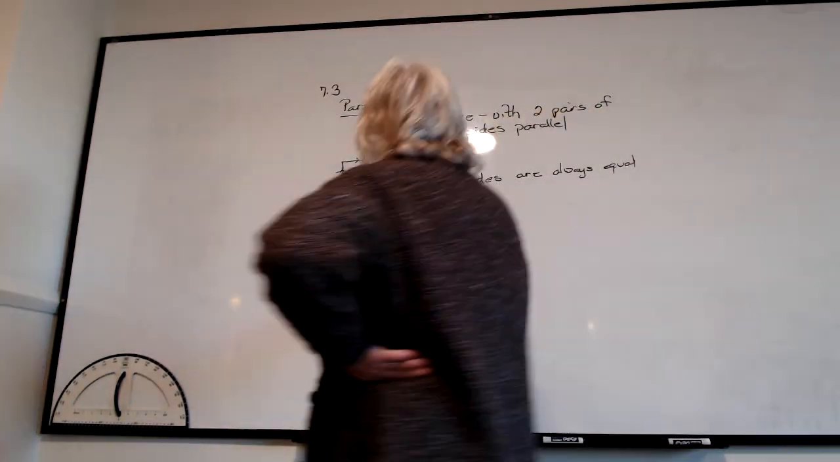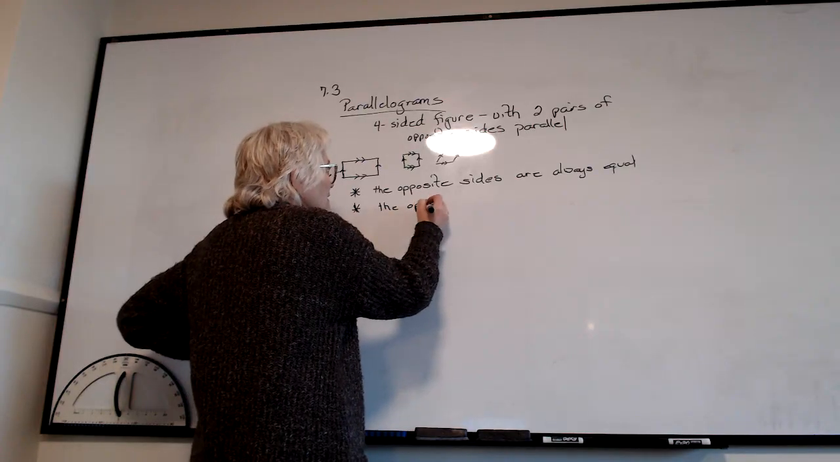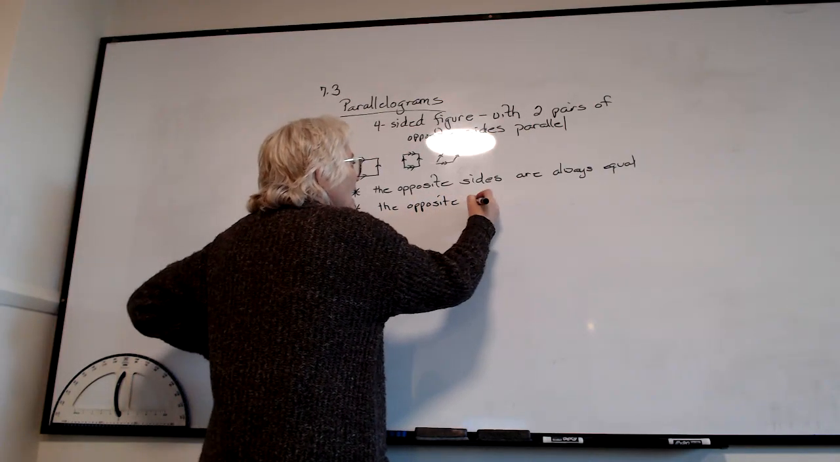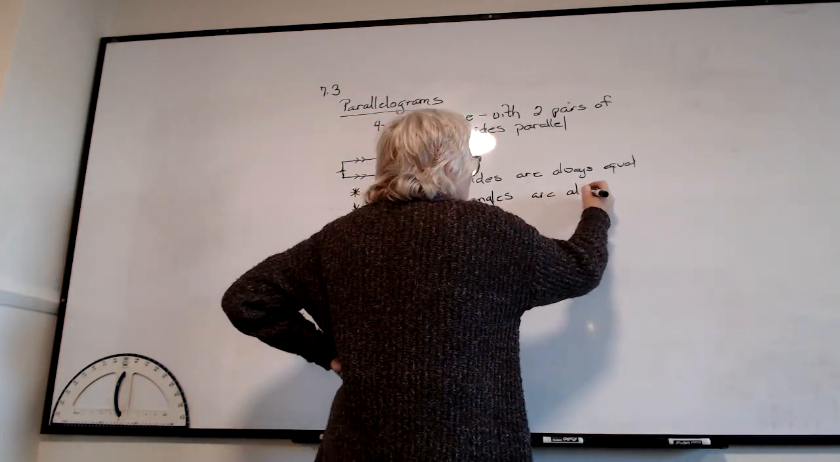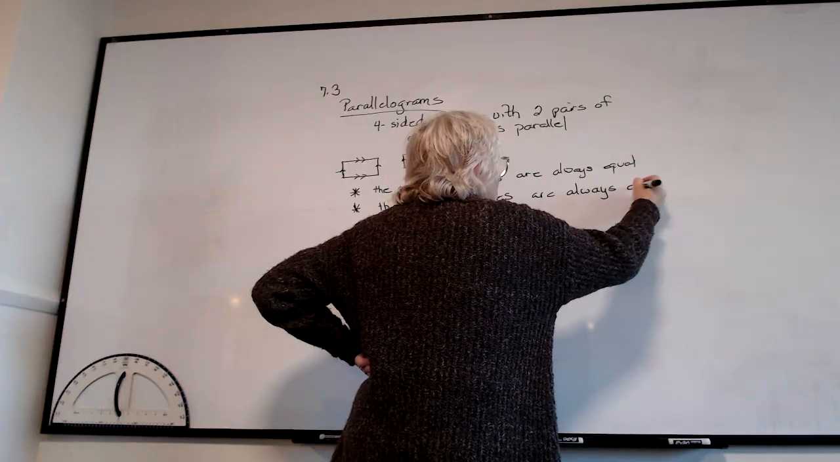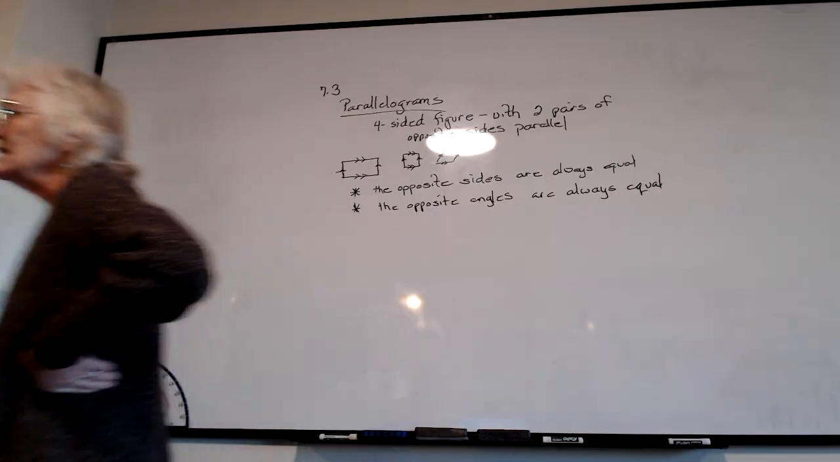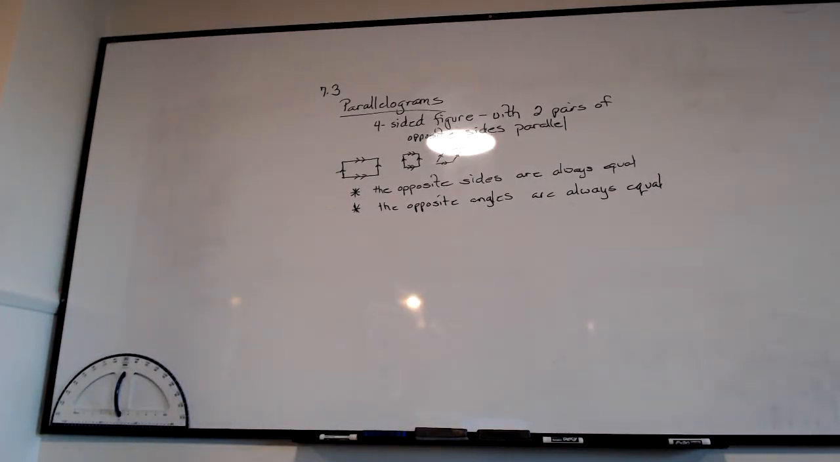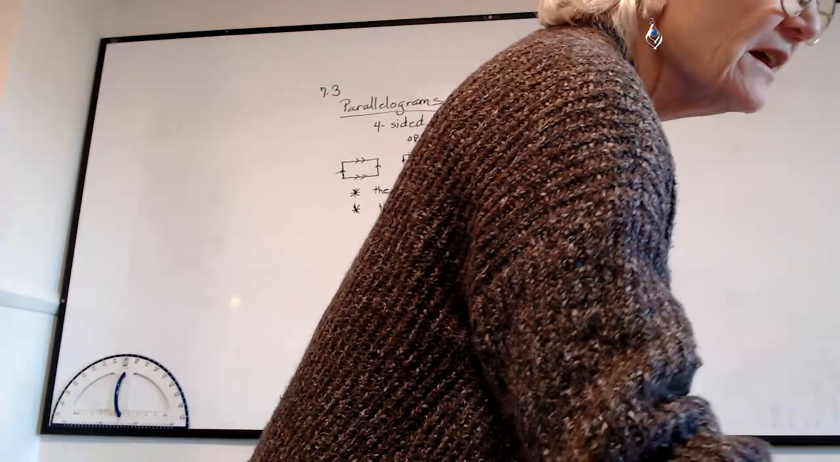The other one, we talked about this a little yesterday: the opposite angles are always equal. In any parallelogram, the opposite angles are always equal. Now in a square or a rectangle, they're all equal, because that defines them a little bit more, but in a parallelogram, you know that they're always equal. So opposite sides and opposite angles are always equal in a parallelogram.